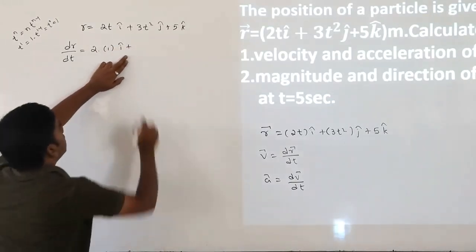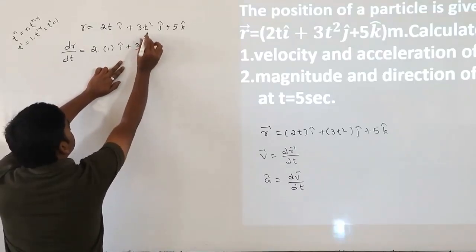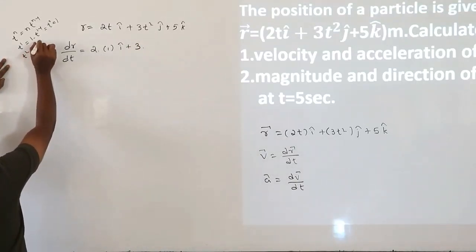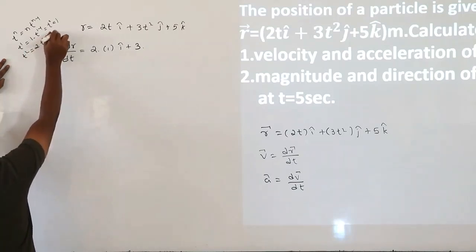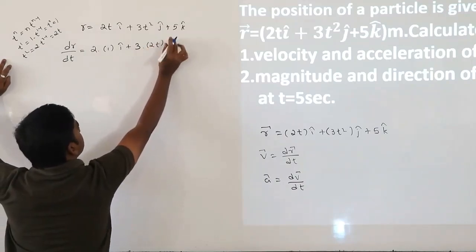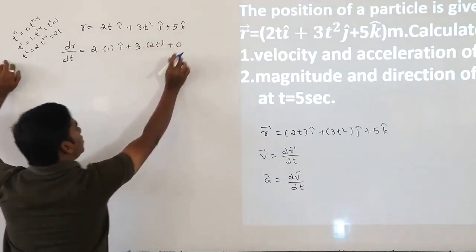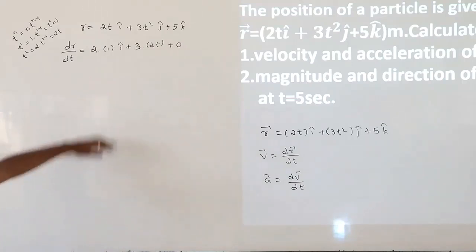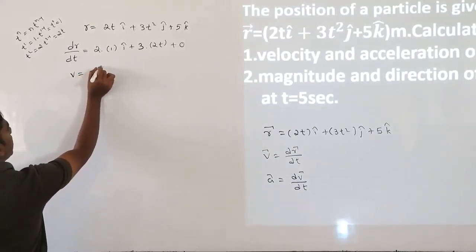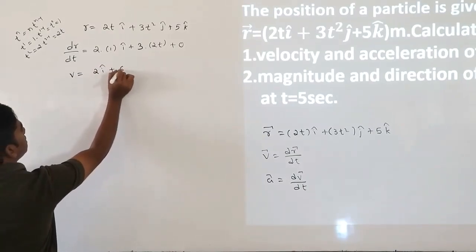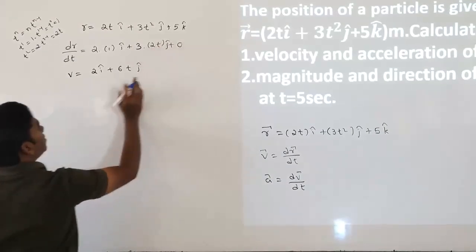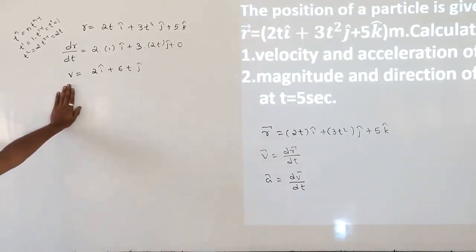Then 3t, write as it is. Differentiation of t square: t raised to 2 is equal to 2 into t raised to 2 minus 1, that is 2t. So this is 2t, plus differentiation of constant is 0. Differentiation of constant is 0. So velocity equals 2 i cap plus 6t j cap. This is going to be your velocity vector.